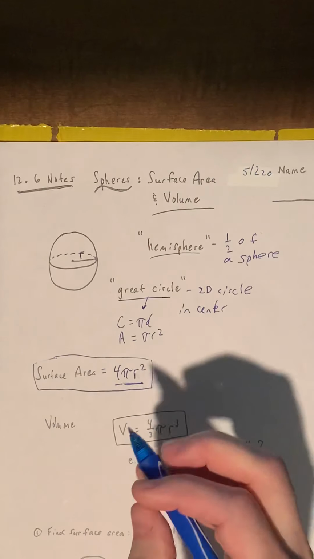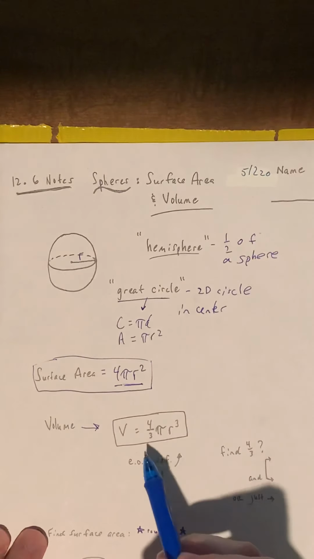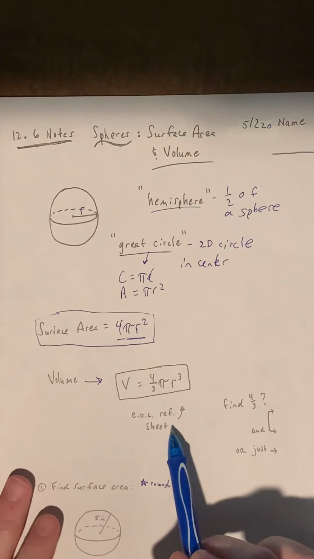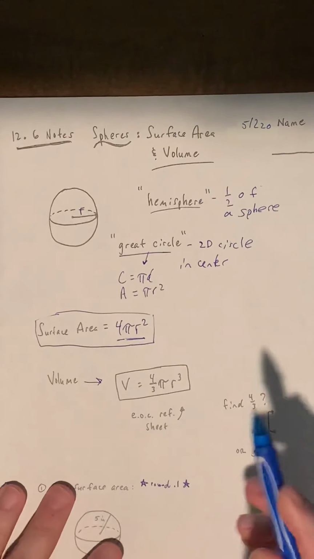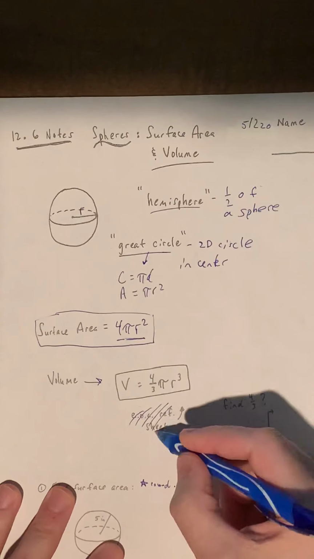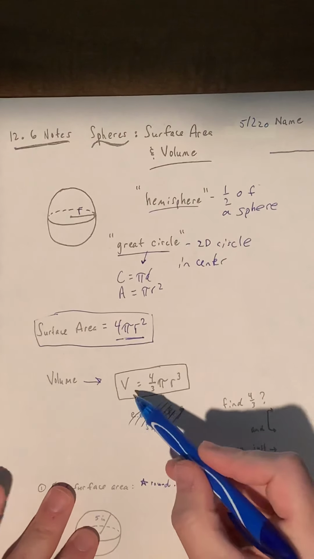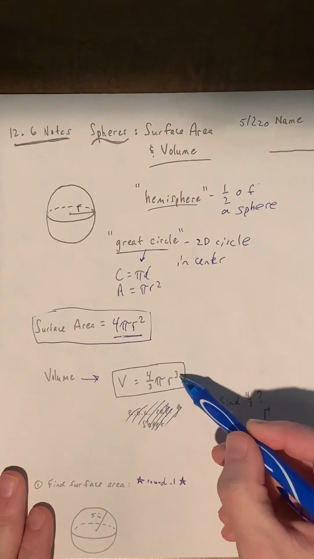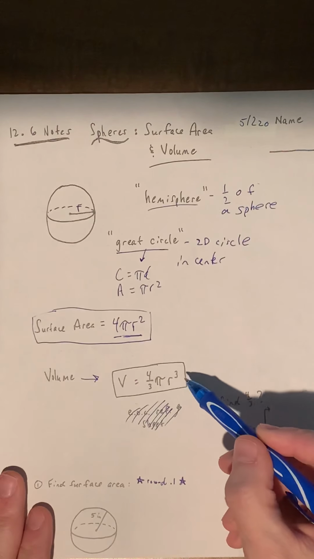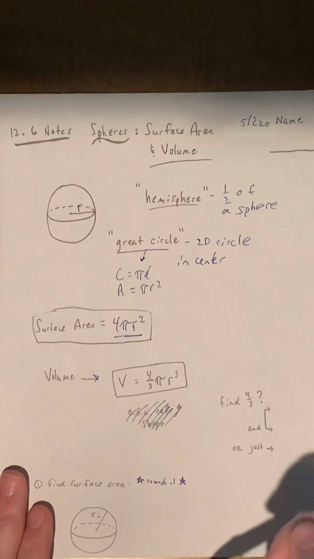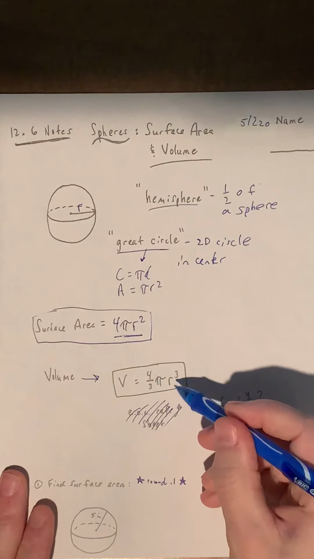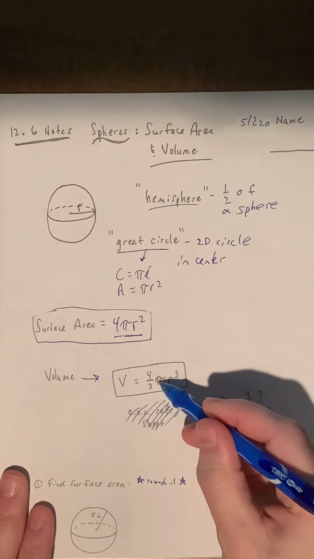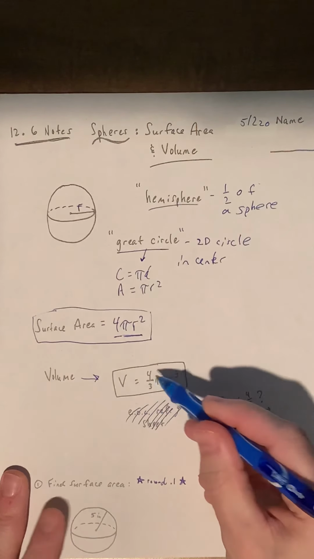The volume formula is right here. Now I made a note that they do give you the volume formula for a sphere on the EOC reference sheet, but y'all don't need to worry about that because you won't be taking the EOC. But this is the volume formula. It is 4/3 pi r cubed. So you don't square the radius like for area and surface area, you actually cube the radius, multiply it by itself 3 times. So you cube the radius, multiply by pi, and then take 4/3 of that.